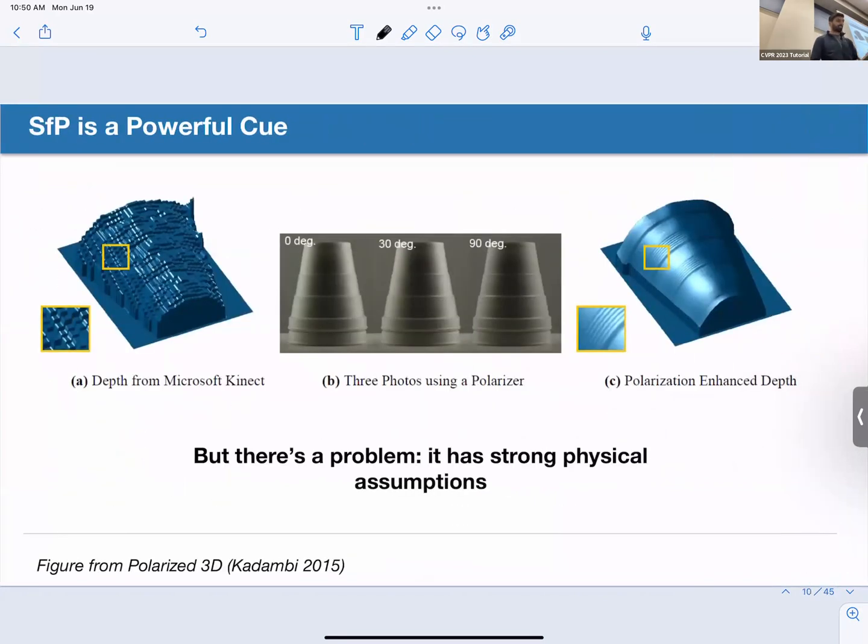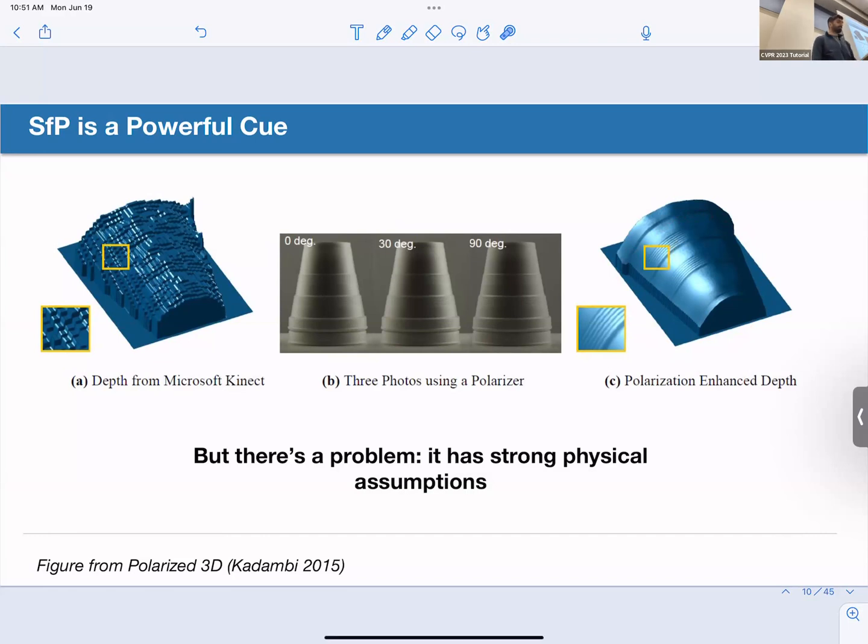It's a powerful cue. So on the left, we have the depth from a Microsoft Kinect. This is the 3D shape from a Kinect. It's kind of noisy. If you add these three photos using a polarizer and the SFP equations, you can get this as your reconstruction, which is a much stronger and enhanced version. So this is a 2015 paper, before deep learning really grew into these problems, but you're still able to get pretty good results.